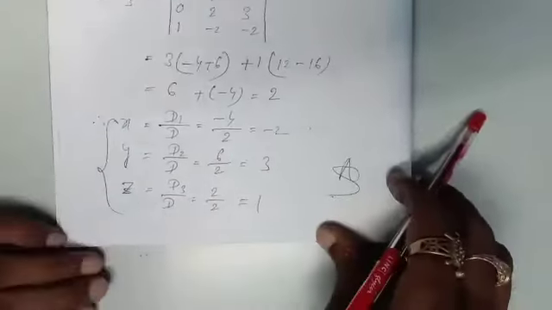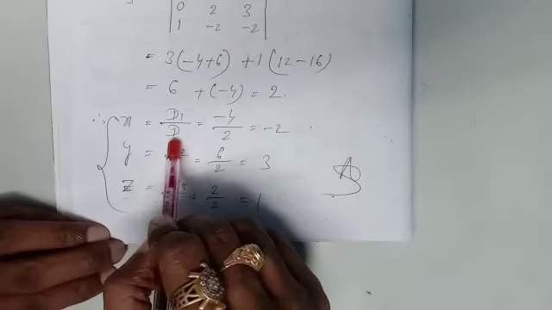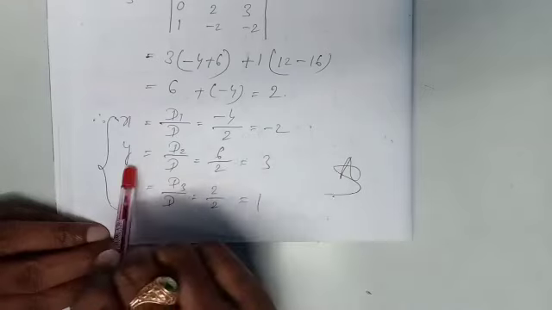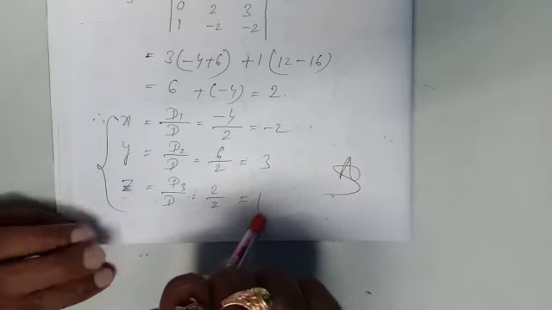After that, you will find the values of x, y, z. x equal to D1 by D. Put the values of D1, D. You are getting minus 2. y is equal to D2 by D, 3. z is equal to D3 by D. You are getting 1. In this way, I have completed 2 questions.